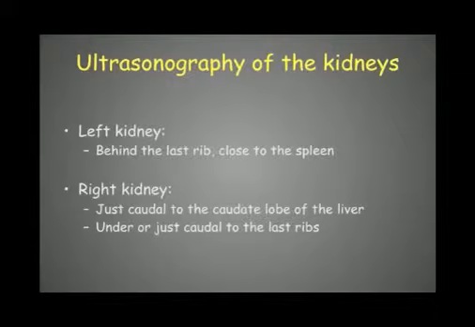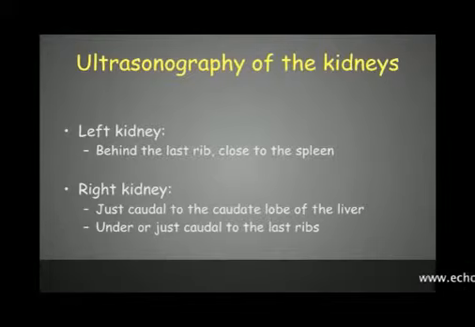For the ultrasonography of the kidney, first, the left kidney is behind the last rib on the left side, close to the spleen, and the right kidney is also located caudal to the last ribs on the right side, and it will be in general just caudal to the caudate lobe of the liver.